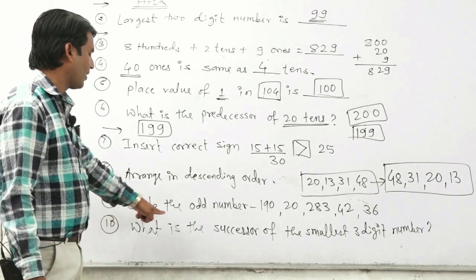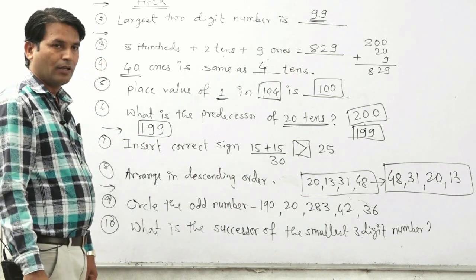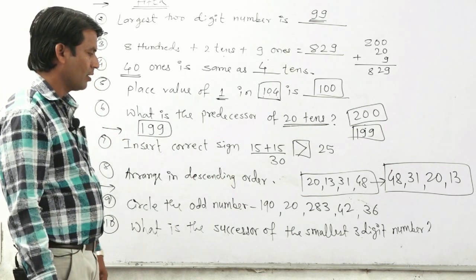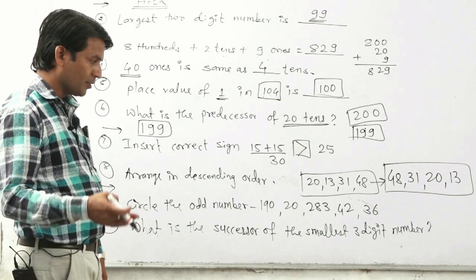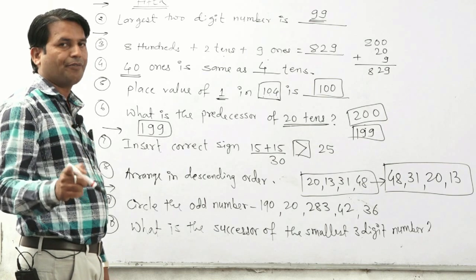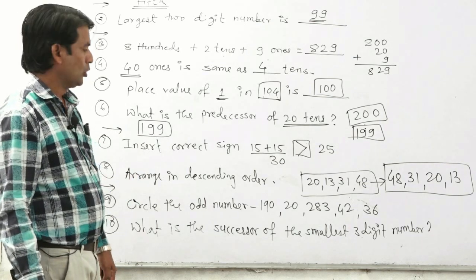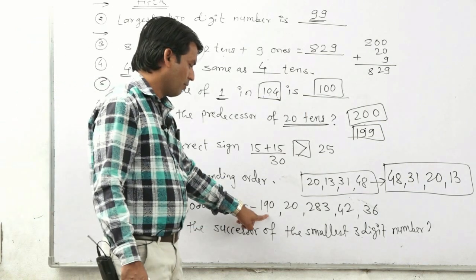9th question, circle the odd number in the given numbers. Some numbers are given here. All are even but only one is odd there. And we have to find out which one is the odd number there. So which one is it? 190?